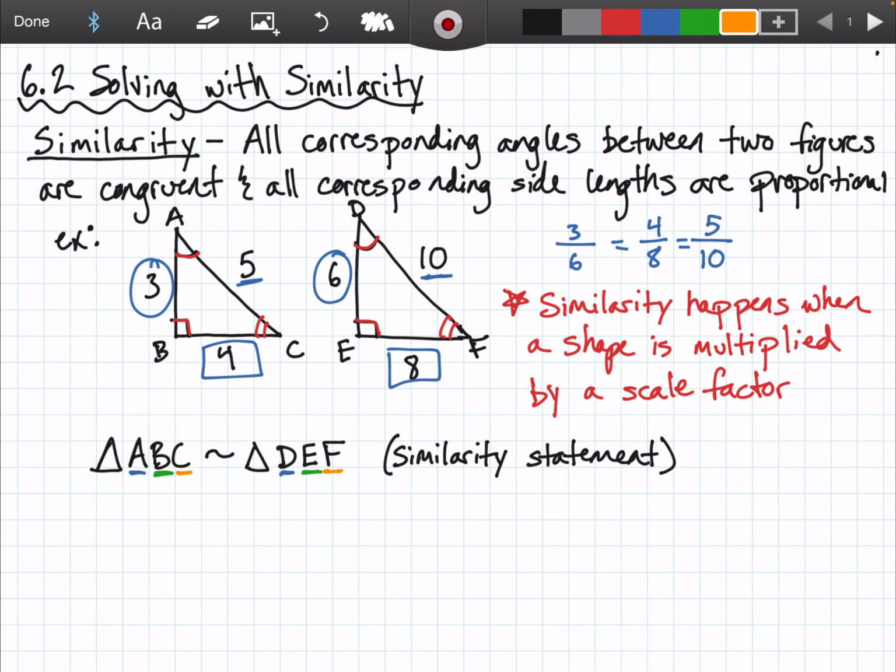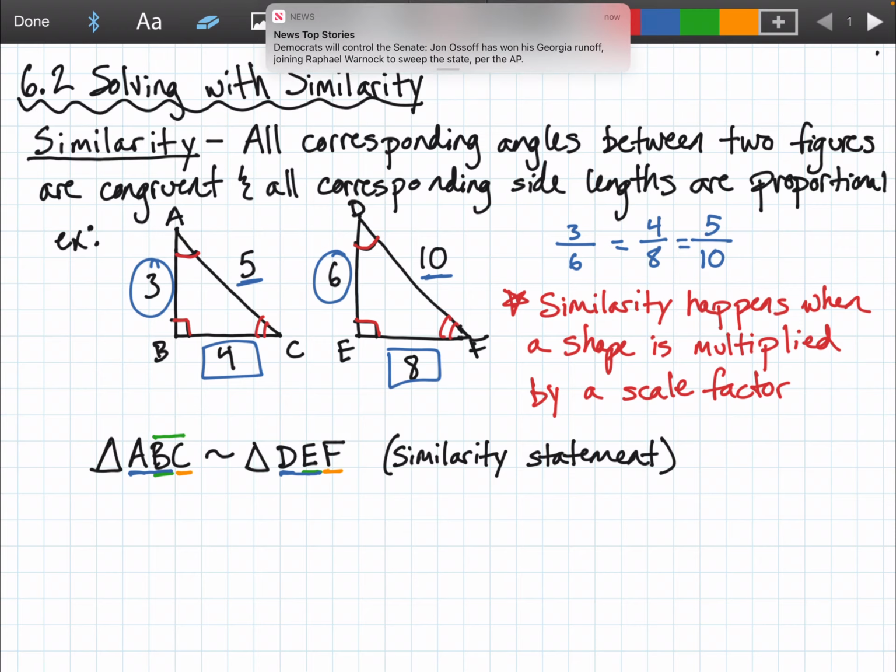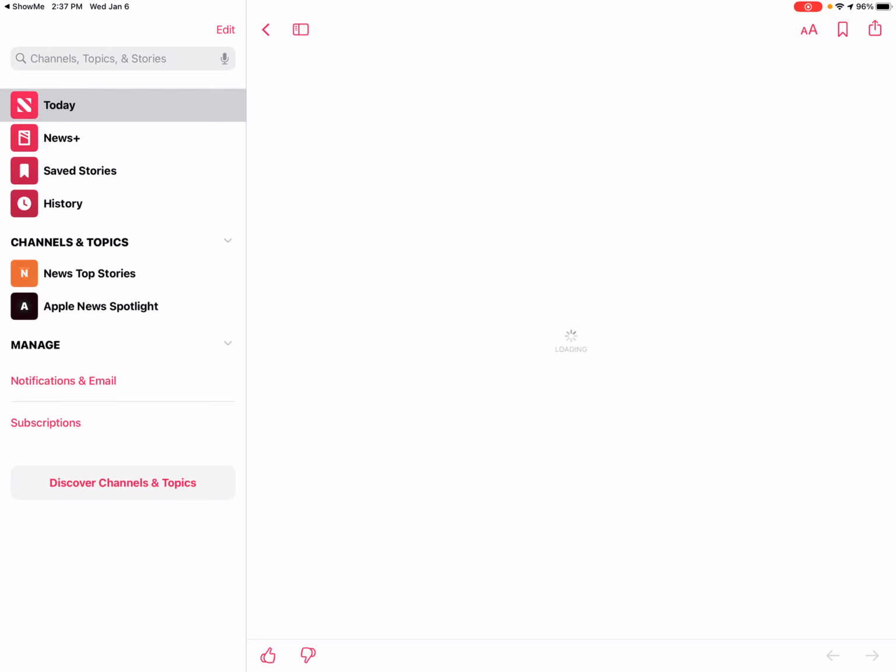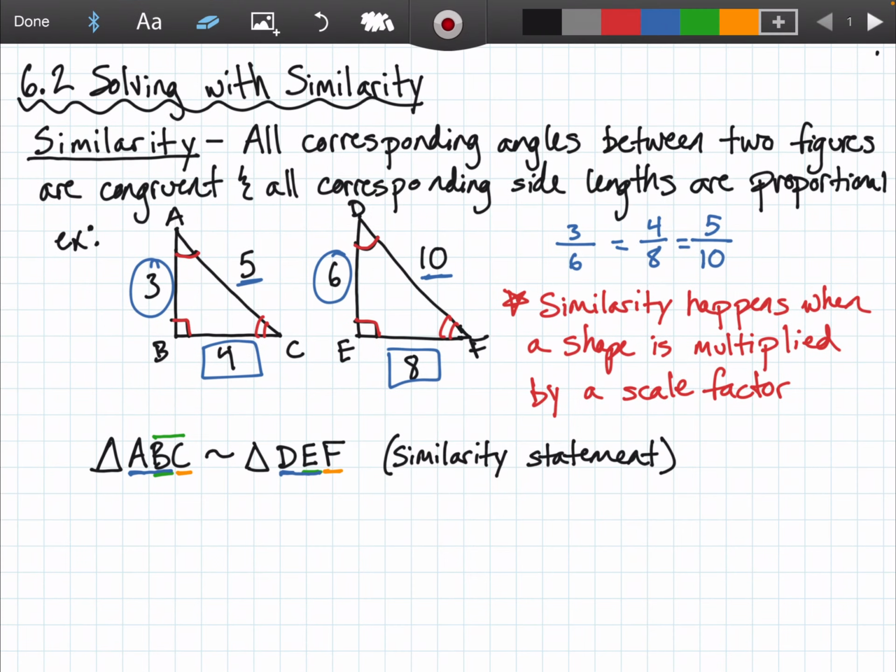And with that, it also tells me side lengths. So side AB corresponds with side DE, which we saw between the 3 and the 6. Or I could have side BC corresponds with side EF, which is the 4 and the 8, or I have side AC corresponding with side DF, which would be the hypotenuse of those two triangles. All right, so that's our similarity statement and how we can read one.